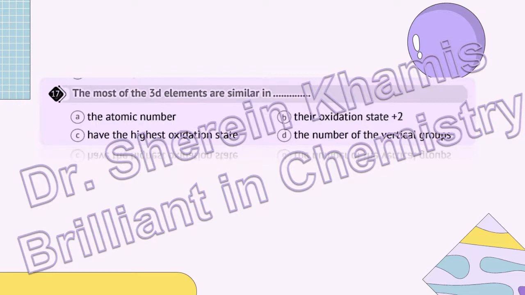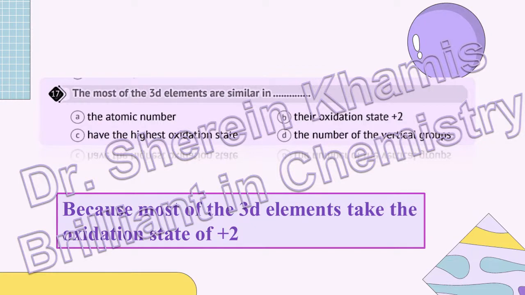But in most of them, we do not say all of them, we say most of the 3D elements are similar in. Okay, if we discuss it, most of the 3D elements take the oxidation state which is the more stable one, +2, or it loses 2 electrons. So most of them are similar in the oxidation state. Their oxidation state will be what? +2. So the right answer will be letter B.